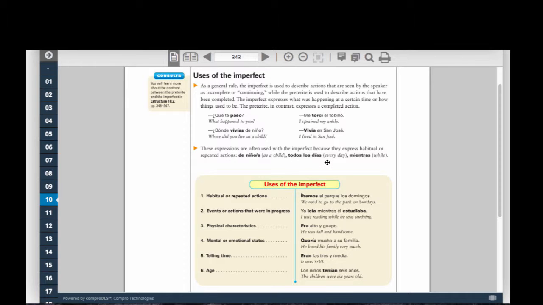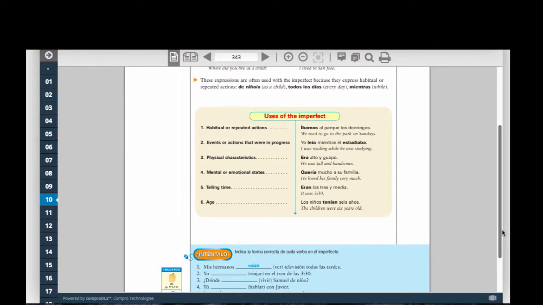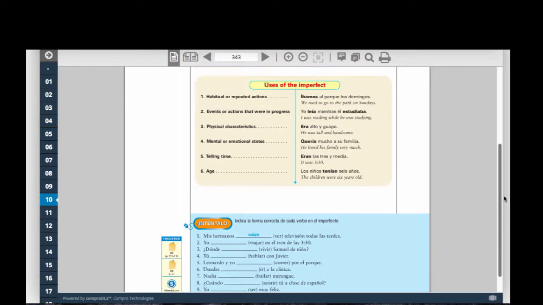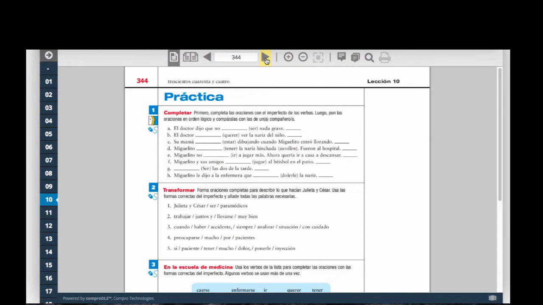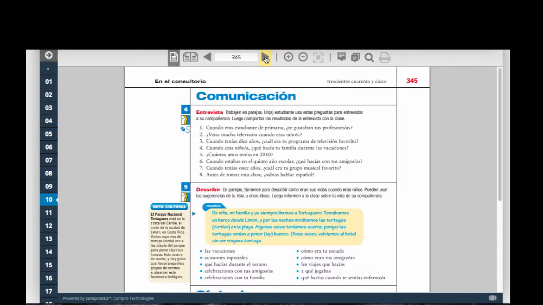De niño, todos los días, mientras, siempre. All those are actions that are repeated. And this is a summary of the uses. So repeated actions, actions that were in progress. Physical characteristics are usually described with imperfect. Mental or emotional states are explained with imperfect. The time is still with imperfect, and age is also expressed with imperfect. Some exercises to work on, to practice, also in the supersite.